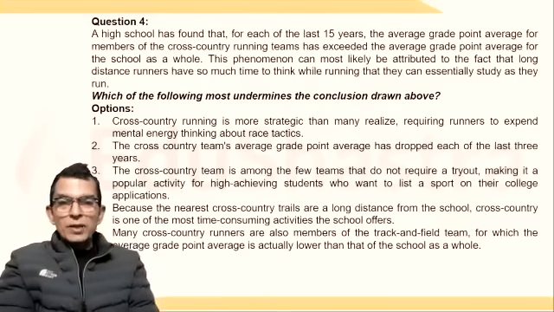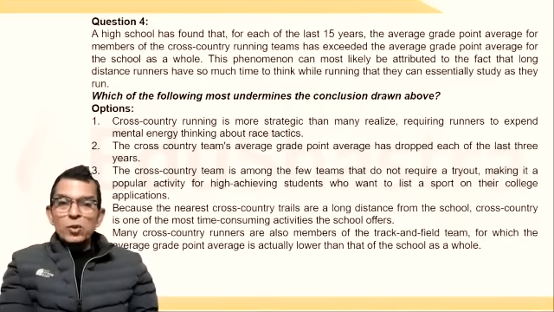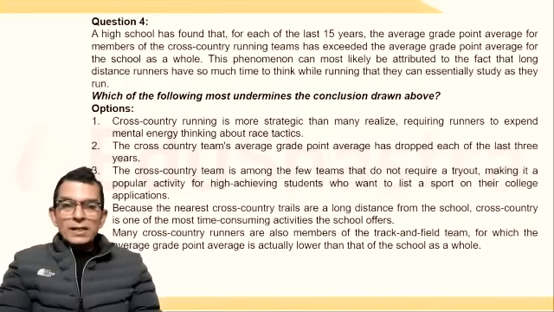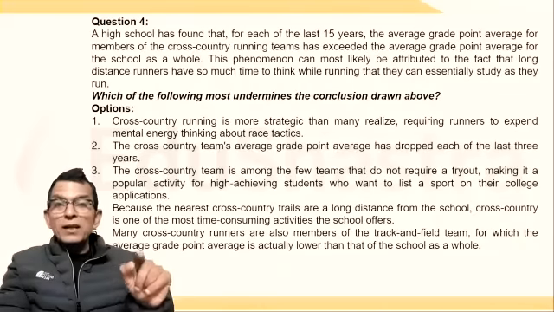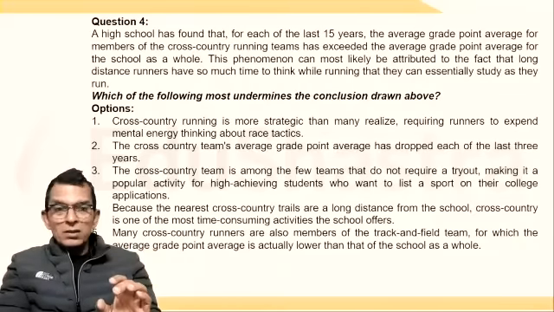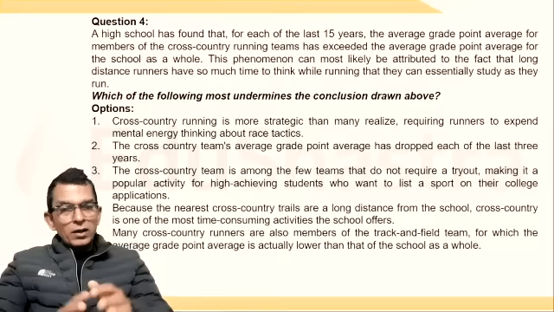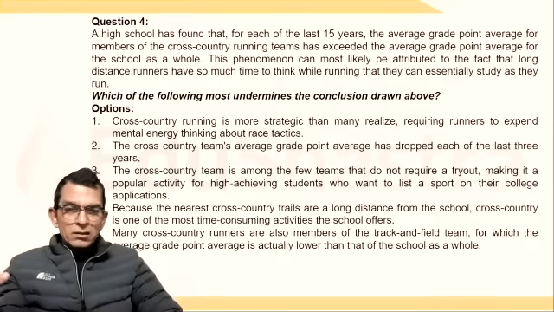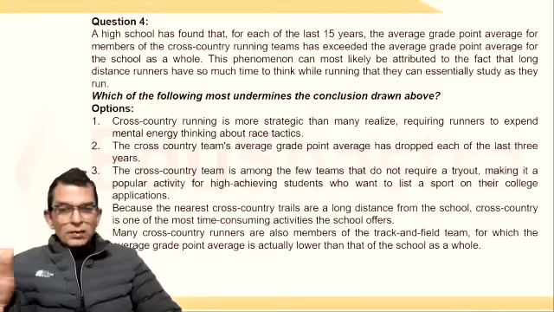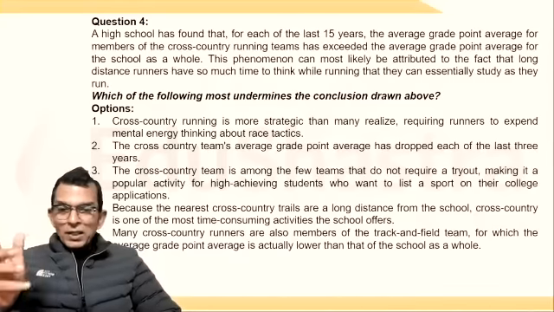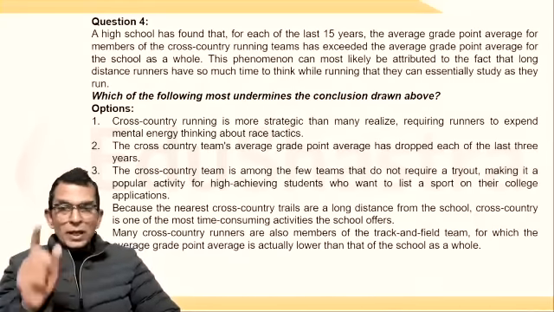The phenomenon can most likely be attributed to the fact that long distance runners have so much time to think while running that they can easily study as they run. Okay, and here the sentence says cross-country running is more strategic than many realize, requiring runners to expend mental energy thinking about race tactics. Less or more? Less or more is not said. Does it take up the entire time, or is it just more than the others, but minimal? It requires more than the other races, but it is minimal, but still they have time. Can you make that clear from this sentence?